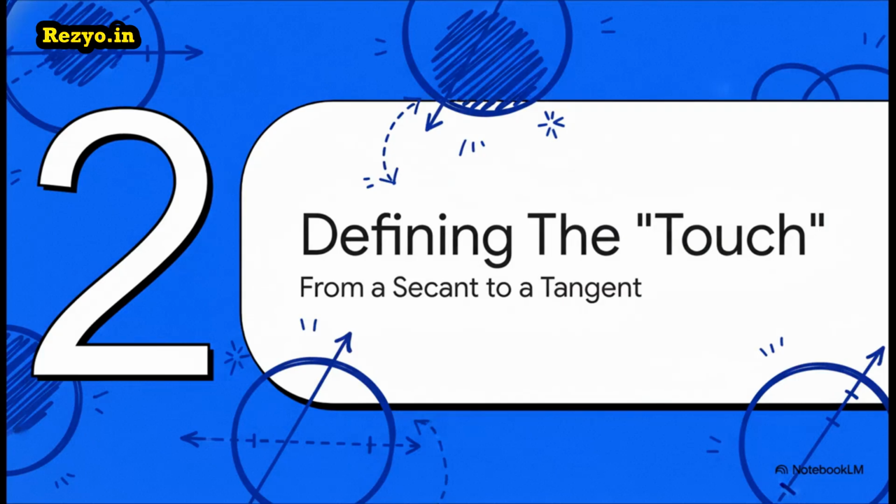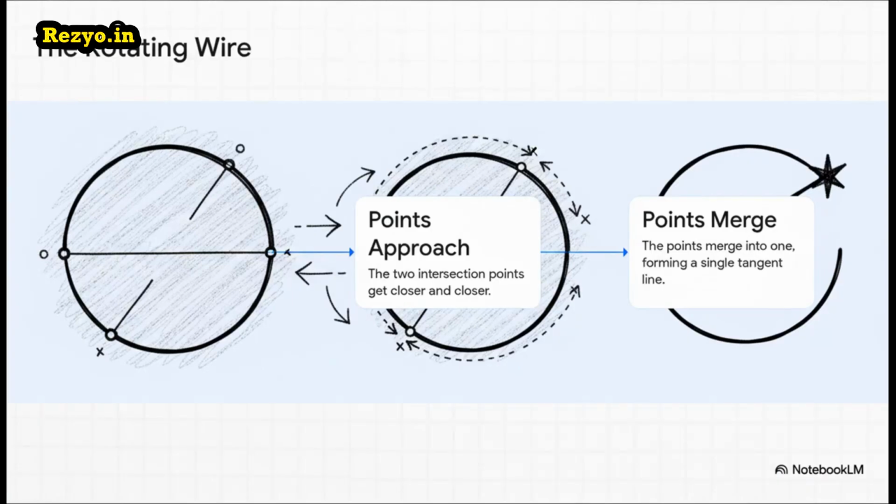Well, here's the secret. The best way to think about a tangent isn't as a totally separate thing, but as the ultimate evolution of a secant. Let me show you what I mean. Okay, imagine a straight wire, like a needle, and it's pivoting around a fixed point on the edge of a circle. At first, it's a secant, right? It's cutting through at your pivot point and some other point. But as you rotate it, watch that second point. It starts sliding along the curve, getting closer and closer and closer until, poof, the 2 points merge into one. At that exact instant, your secant has literally transformed into a tangent.